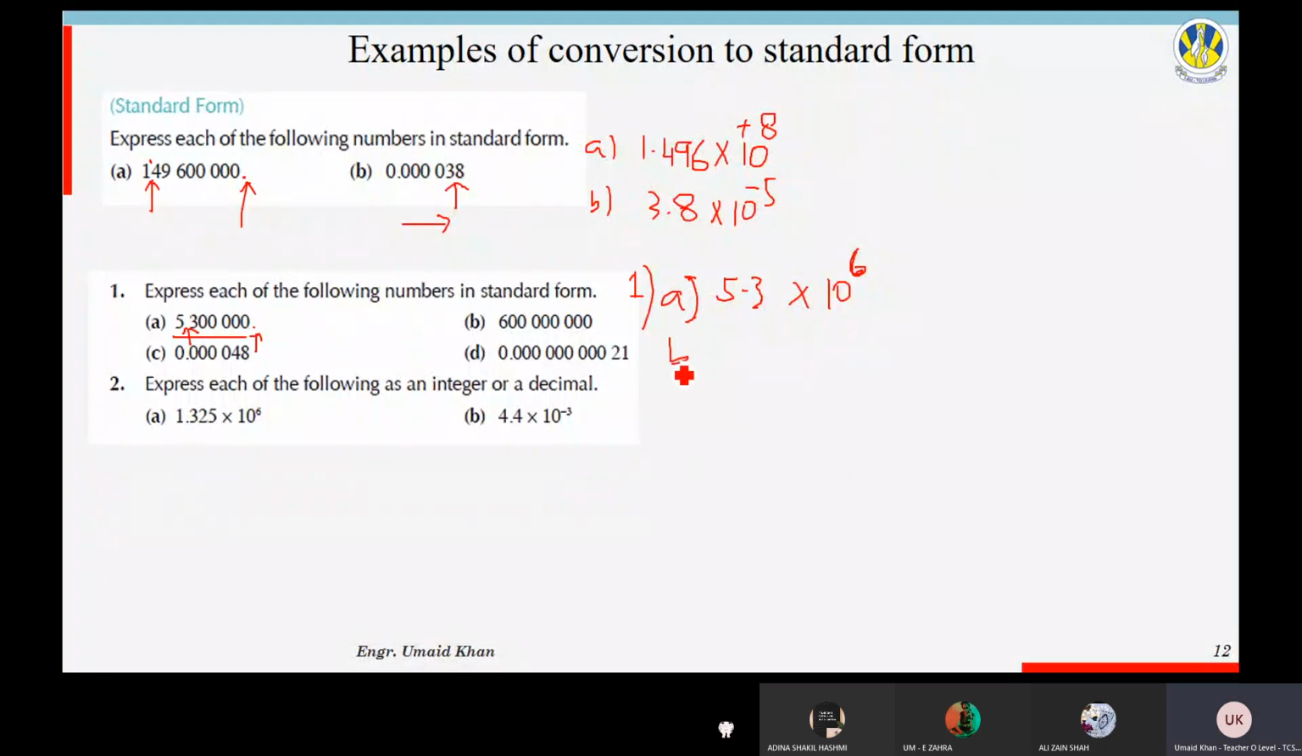Okay, part B. Anyone can tell me the answer quickly. So it will be 6 multiplied by 10 raised to the power 8. Okay, so how many zeros are there? 8. Yes, it will be 10 raised to the power 8. Very good. Okay, next part C.